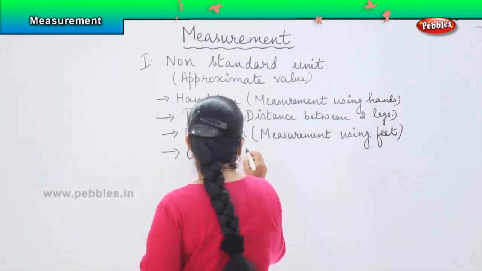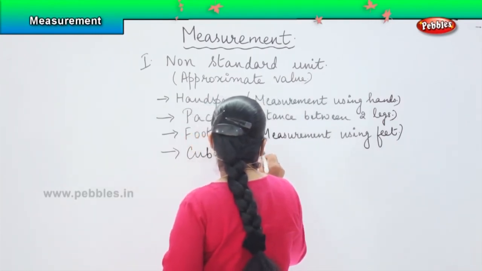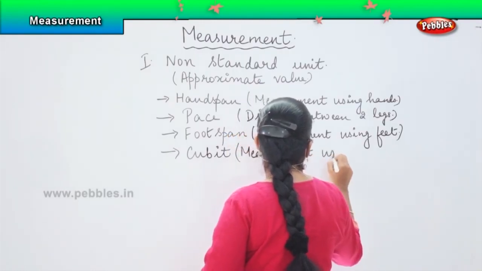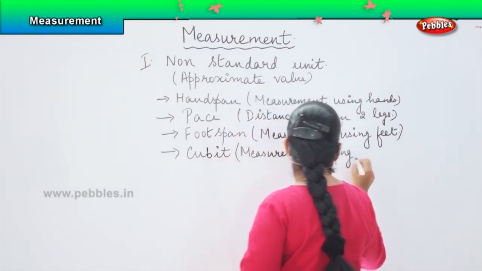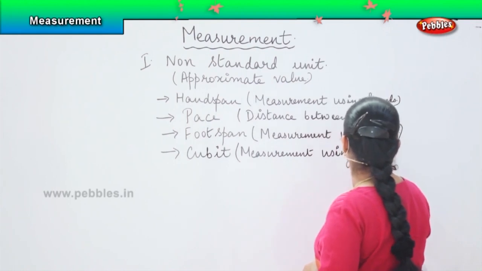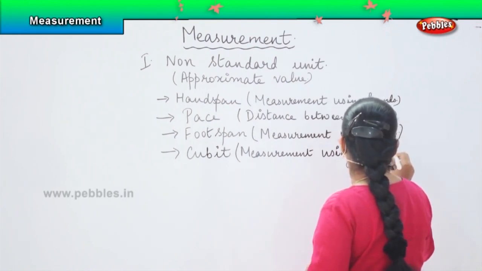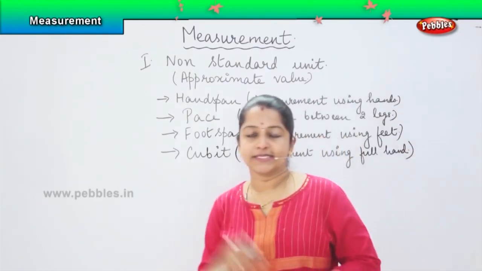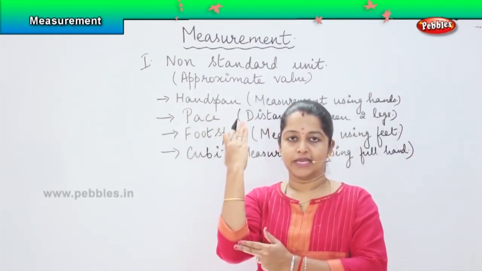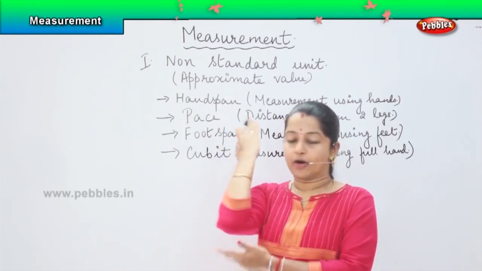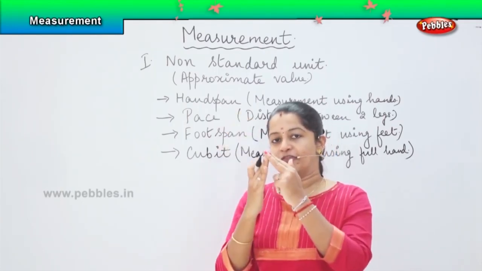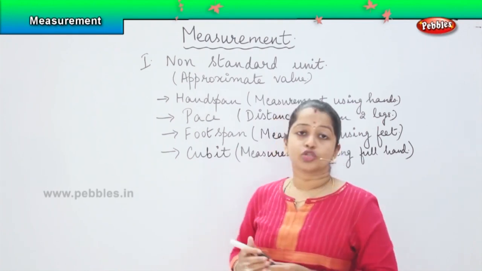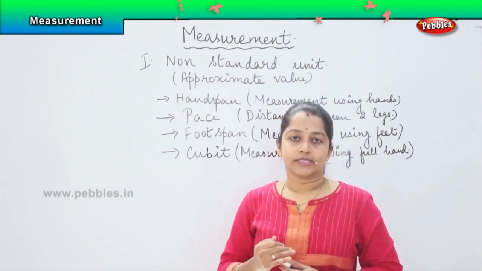So cubit is nothing but the measurement using the full hand. Which means that this distance is called my cubit. When I measure from my elbow till the tip of my fingers, that is called a cubit. And cubit is also used to measure the longer distance.